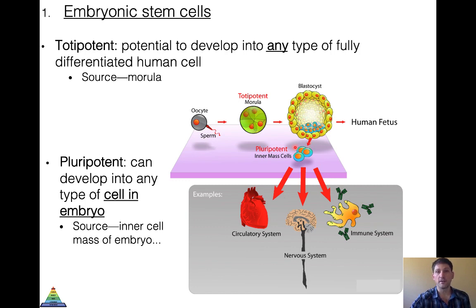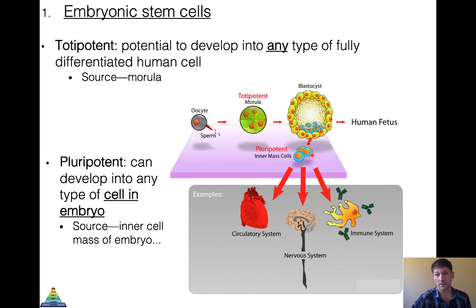And these inner mass cells, pluripotent basically means the ability to become many things, where totipotent has the ability to become all things. So these cells can become any cell type in that developing embryo. They won't become the placenta or an umbilical cord, right? So they can become anything within a fully formed body.